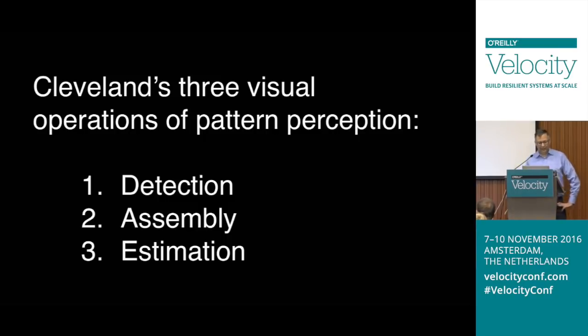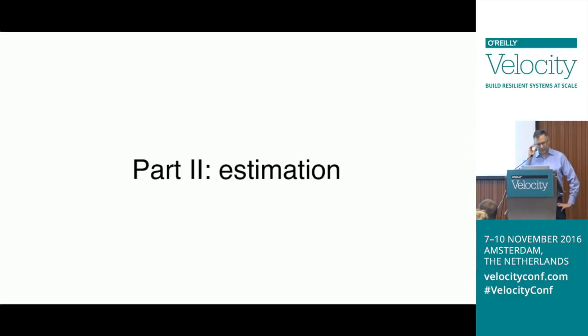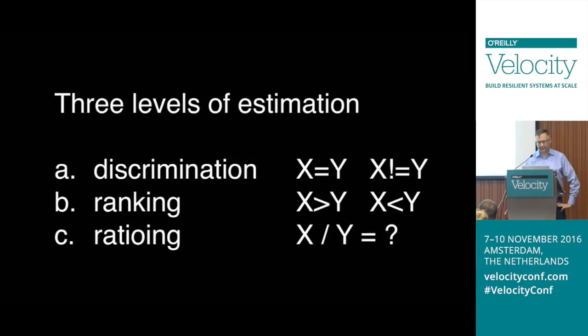First, detection. Detection is the visual recognition that a geometric object encodes a physical value. Assembly, then, is the grouping of detected graphical elements, and estimation is the visual assessment of the relative magnitude of two or more quantitative physical values. I'm going to go through these, but I want to go through them in reverse order. I want to start with estimation, because that's where I see people making the most mistakes.